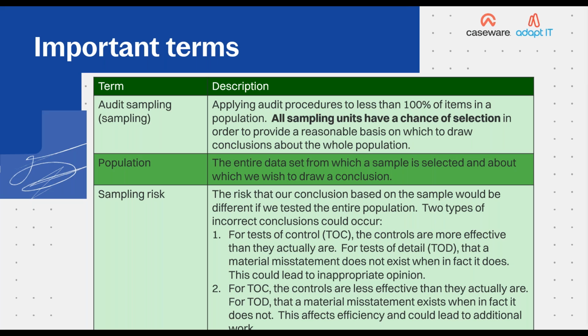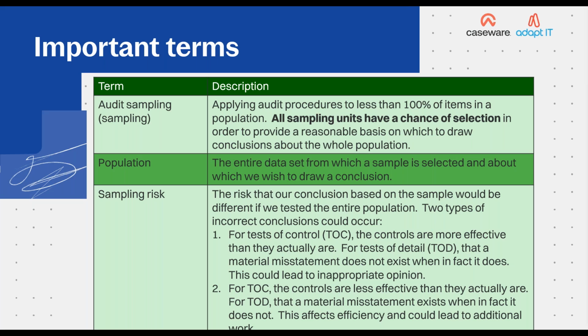For test of detail, when we do ticking and bashing, the material misstatement, we might think that there's no material misstatement when in fact there is, and we just didn't select it. So those are, of course, inappropriate opinions. We might miss material misstatements. Those ones are the, let's call it the bad ones, the worst ones.